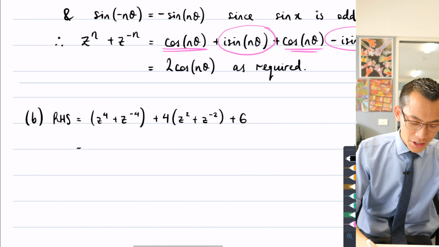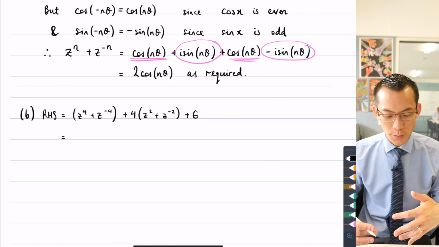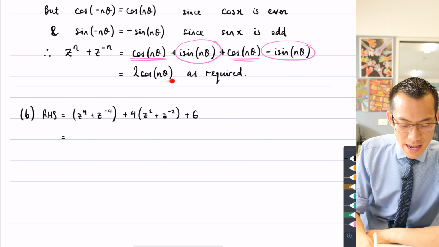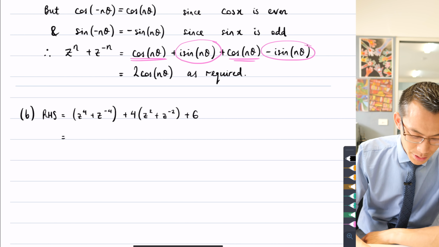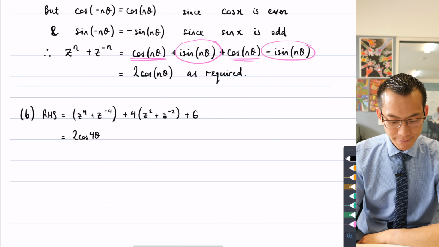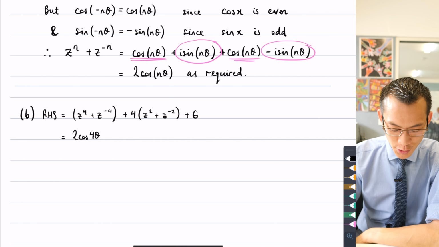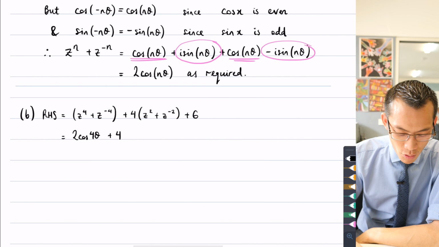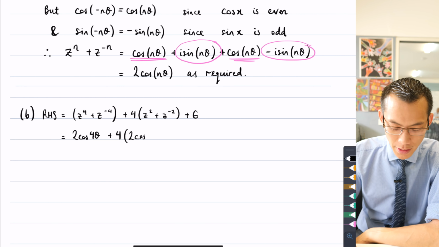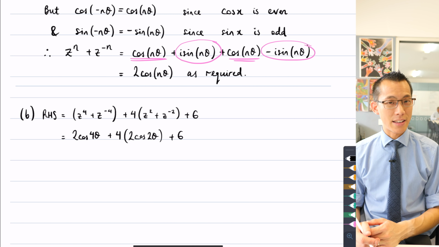Lovely. So what I'm going to do is I'm going to quote that result from part A. I can say that z to the 4 plus z to the negative 4 is equal to this, where n equals 4. So I'm going to say that's 2 cos 4 theta. Okay, I've substituted that correctly. There's not much to do. The n of 4 just goes in there. I then say this is 4 times, again, it's going to be 2 cos, but this time the n value is different. It's 2 cos 2 theta. And then that 6 just tags along.